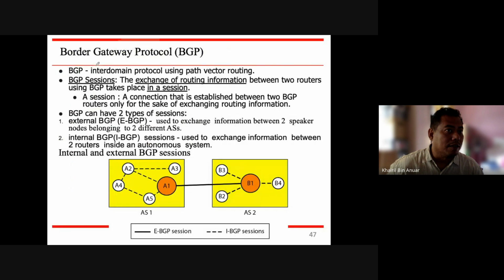Okay, for the inter-domain protocol, you use path vector routing. For the BGP session, the exchange of routing information between two routers using BGP can take place in a session, a connection that is established between two BGP routers only for the sake of exchanging routing information. BGP can have two types of sessions: external BGP and internal BGP. External BGP is used to exchange information between two speaker nodes belonging to two different ASes, and internal BGP is used to exchange information between two routers inside an autonomous system. So you can have these two different types of BGP.